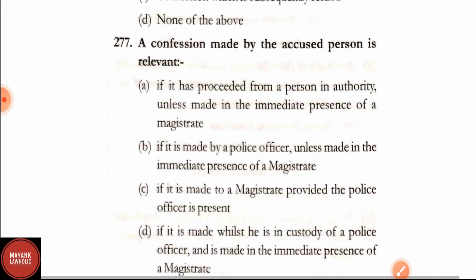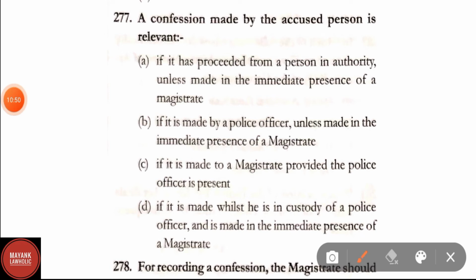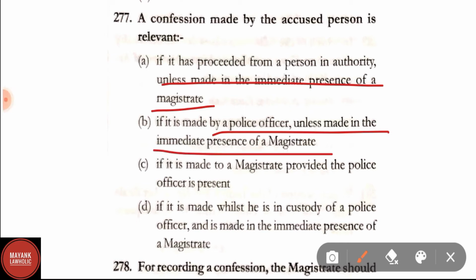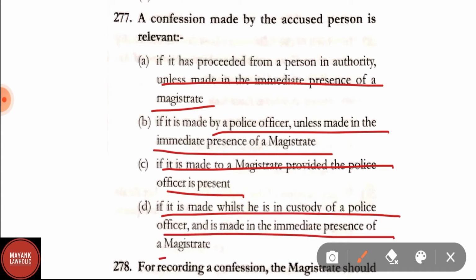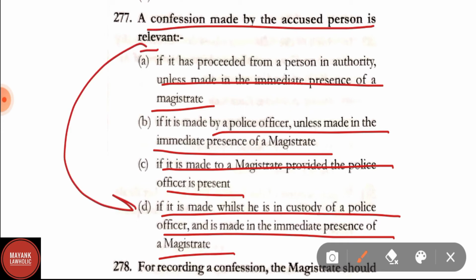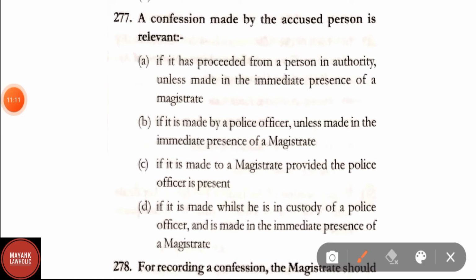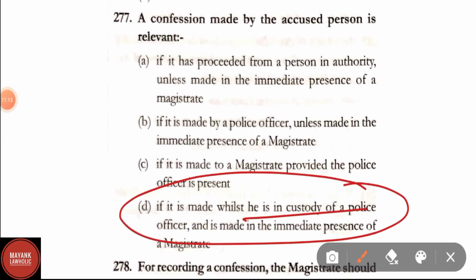Question number 277. A confession made to the accused person is relevant: Option A, if it proceeded from a person in authority unless made in the immediate presence of a magistrate. B, if it is made to a police officer unless made in the immediate presence of a magistrate. C, if it is made to the magistrate provided the police officer is present. And D, if it is made while he is in the custody of a police officer and is made in the immediate presence of the magistrate. Here the confession is relevant in option D, that is, if it is made while he is in the custody of a police officer and is made in the immediate presence of a magistrate.